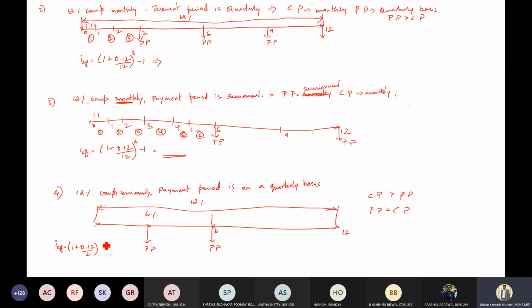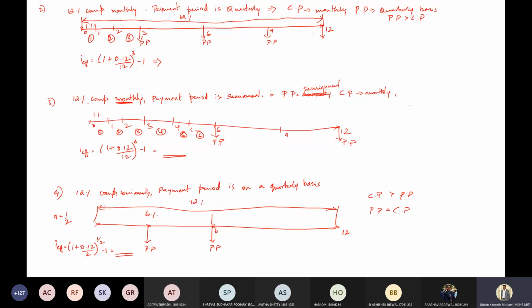Your N is how much here? Can somebody tell me what is the value of N? N is how much? Yes, N is half or 0.5, right? Because payment is every quarter, compounding is every semi-annual basis of 6 months. So, 1.06 to the power half minus 1.